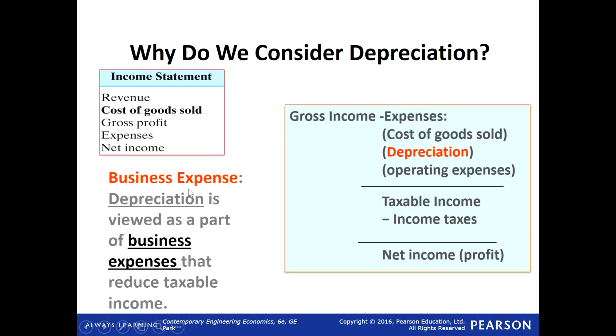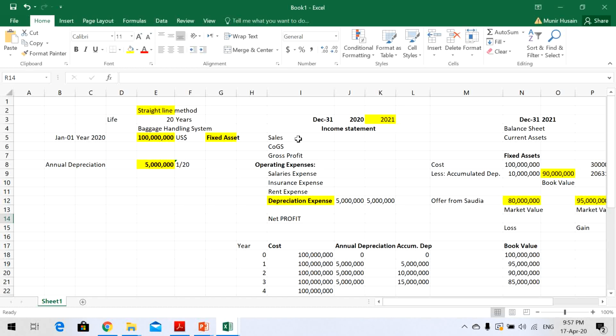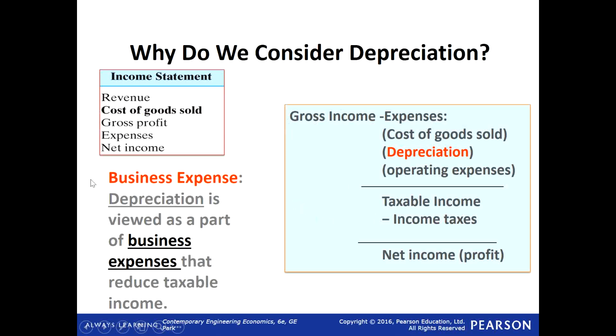Now, why do we consider depreciation, right? Remember, this is what we said, that in the income statement, revenue minus cost of goods sold gives gross profit, minus expenses, and one of the expense items is depreciation, giving net income, right? Like this is the same thing. If you see here the net income statement, right, one of the expense items here, besides rent expense, is depreciation expense, right? So this is what we mean by expenses, right? This is the same explanation.